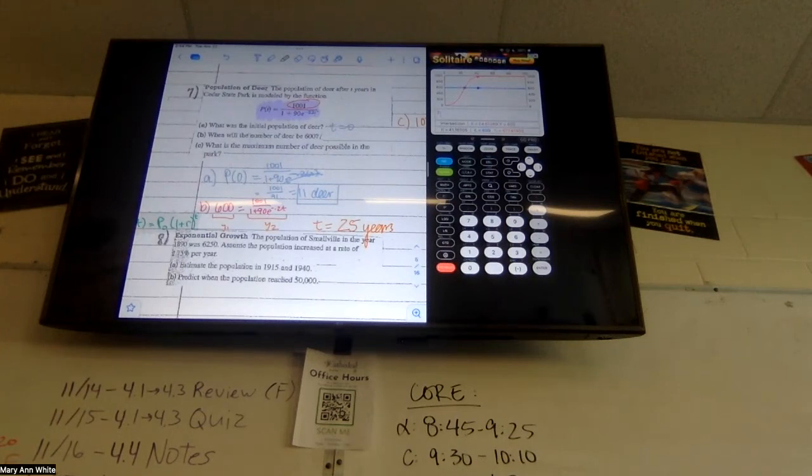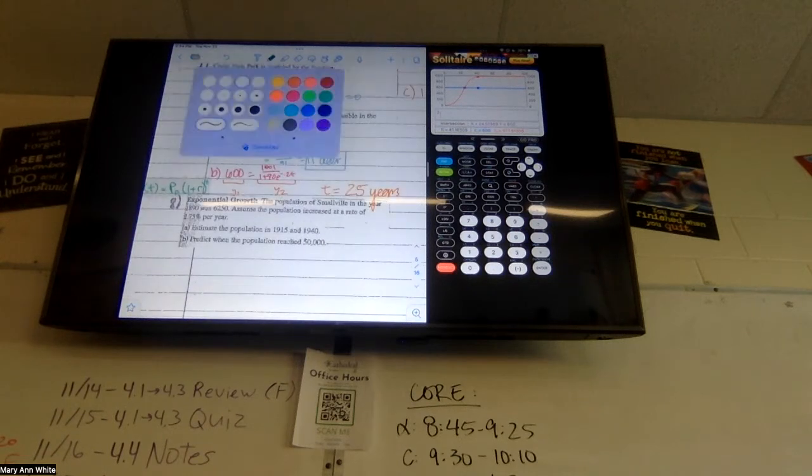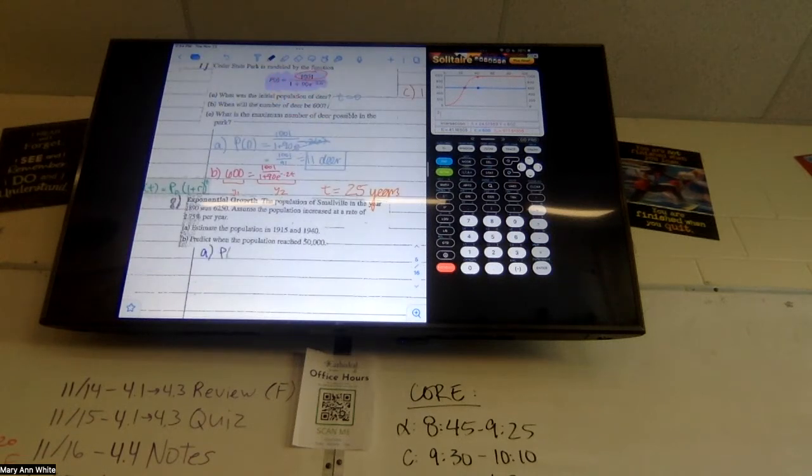Okay, population of Smallville in the year 1890 was 6,250. Assume the population increased at a rate of 2.75% per year. All right, it doesn't ask us for this, but let's find an equation to set this up. We're going to still use P of t because that's function notation. What is my initial value? What's my initial amount? Good, 6250.